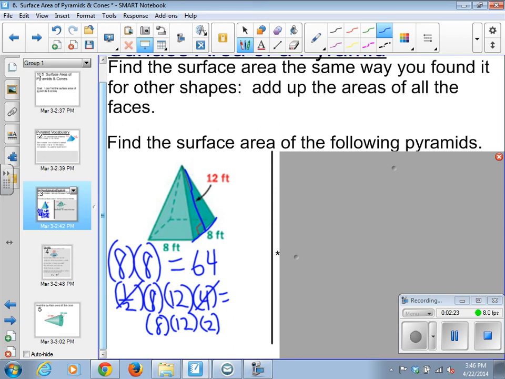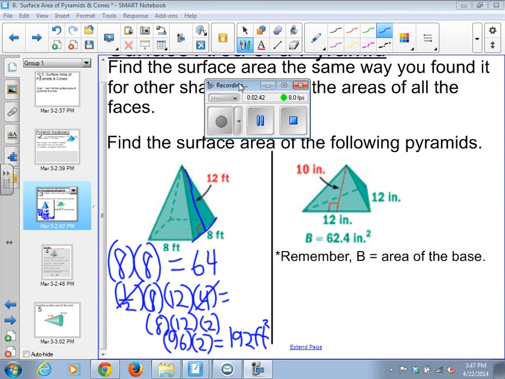Okay, so 8 times 12, we should know is 96. And we double that to get a surface area of 192 feet squared. We're still talking about area, so we're going to do feet squared.